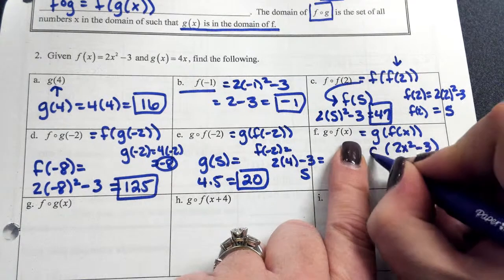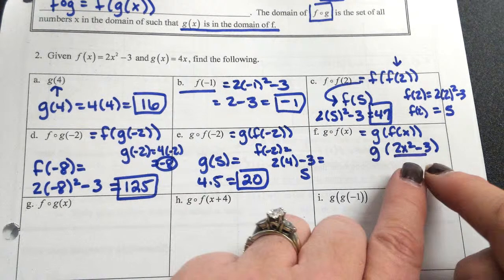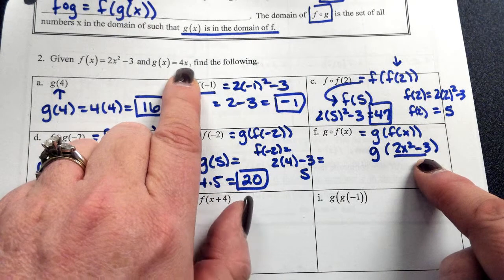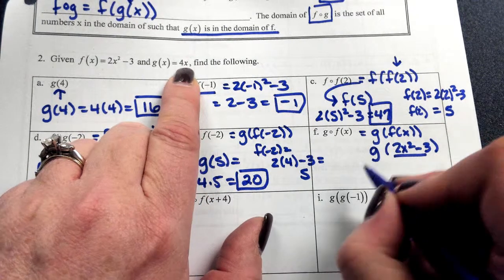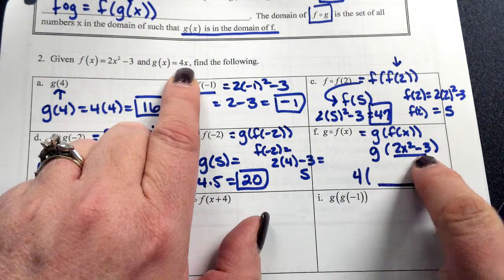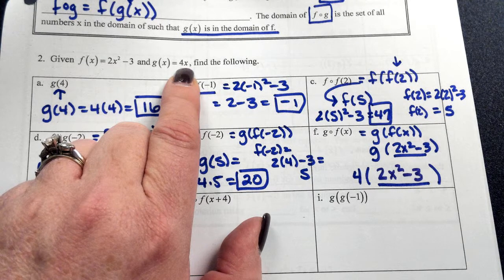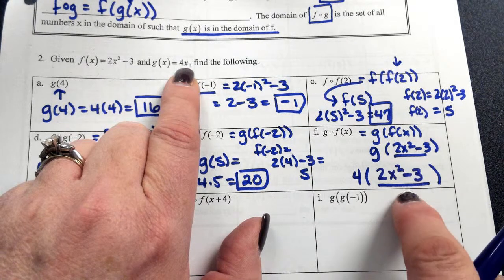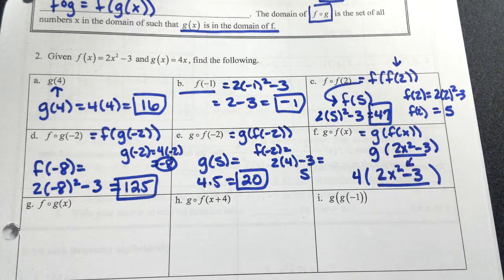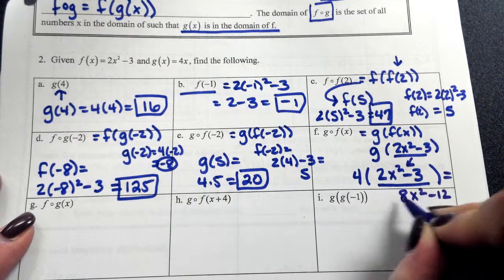Now I'm going to look on the outside. Remember, what's inside the parentheses is your input. You're inputting 2x squared minus 3 into function g. So anywhere I see an x in g, I'm going to replace it. So 4 times, take out my x, replace it with the input, which is 2x squared minus 3. So what used to be 4x, I take my x out and I replace it with what is defined as that function f, which is the 2x squared minus 3. And then I can distribute. So 8x squared minus 12.